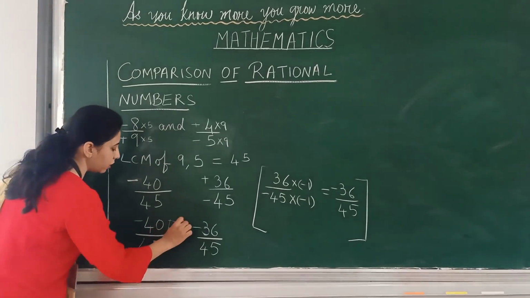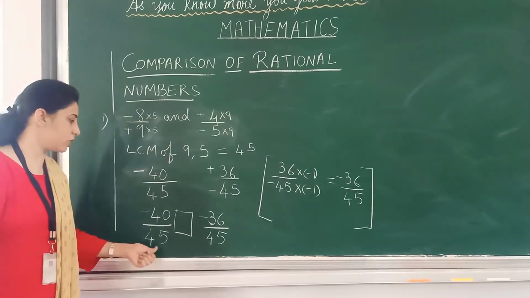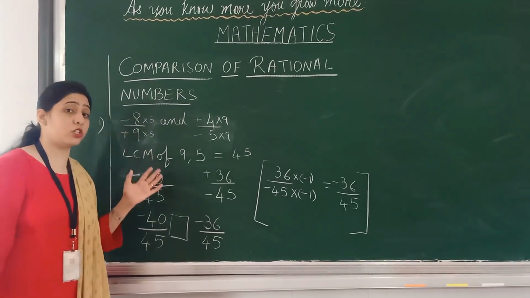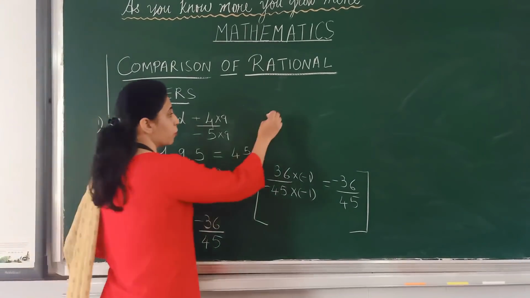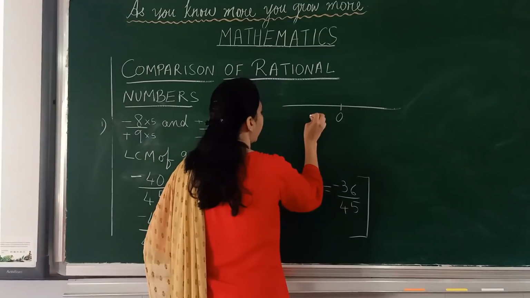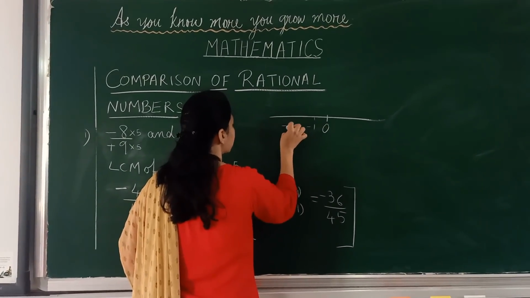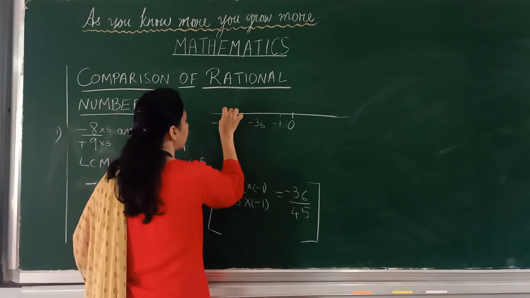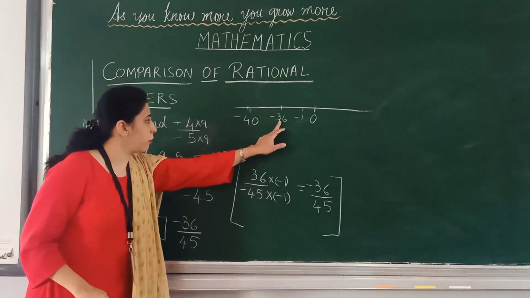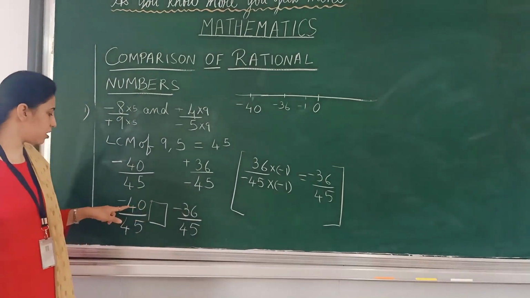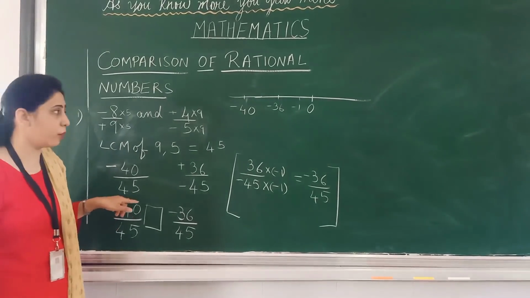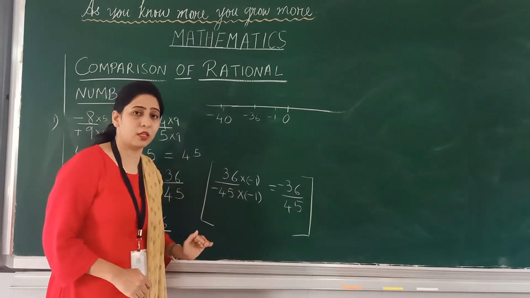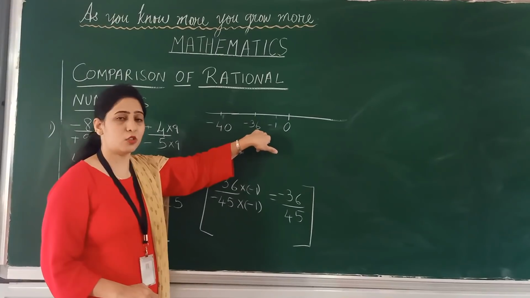Now you have to compare these two, and it is very easy to compare because the denominators are equal. We have 45, 45. So now come back to integers, which we have already learned. Suppose I draw a number line, and here minus 1, then minus 36, then minus 40. Minus 36 is here; we have to compare minus 36 and minus 40. Which is the greater number? Always, on the integer number line, the number on the left hand side is the smallest and the number on the right hand side is the greater number.